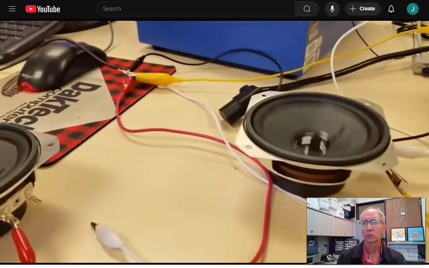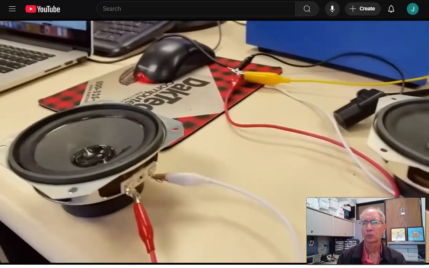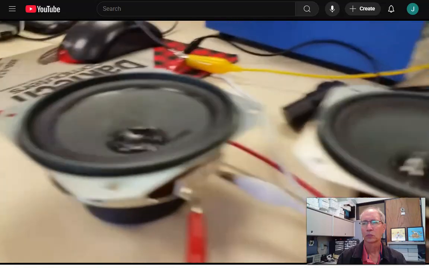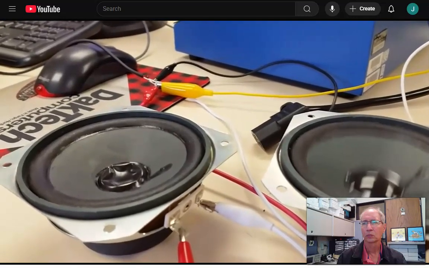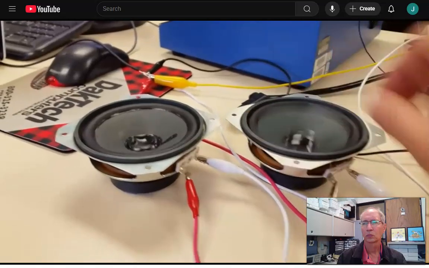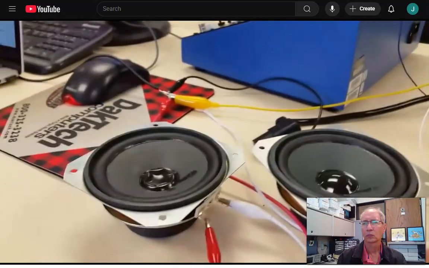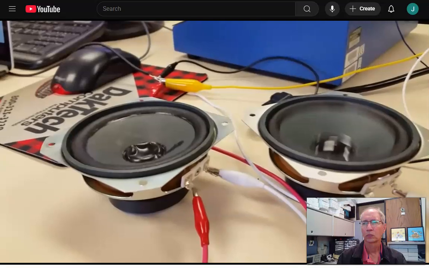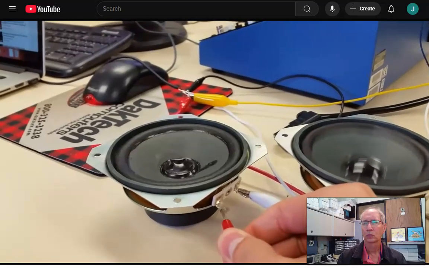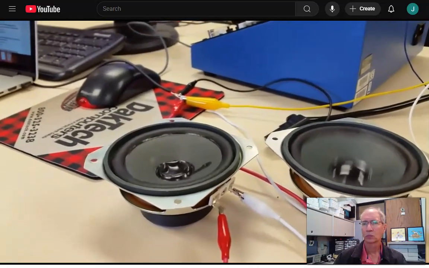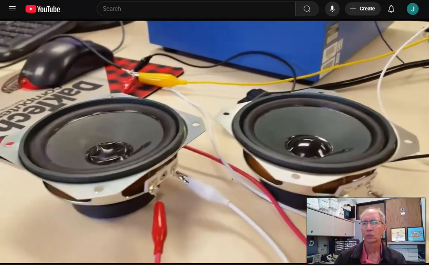Alright, so here you can see there's the bass. Hook this up. So you can see it's clearly passing the low frequencies over here.